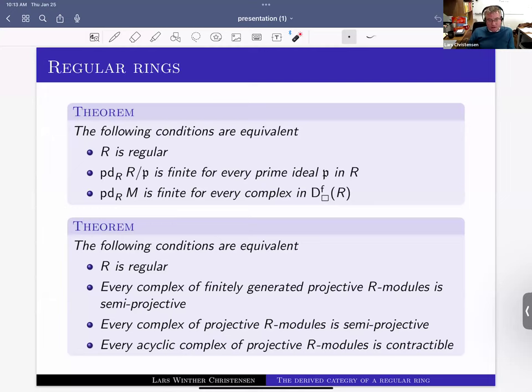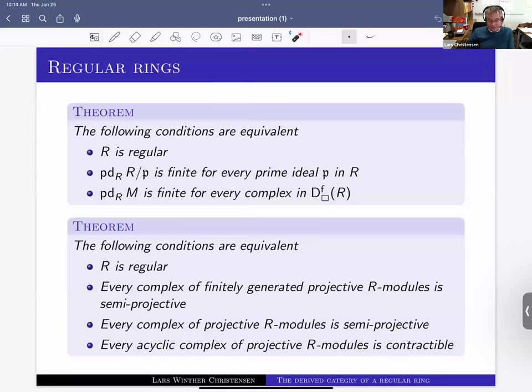And then the statement I want to talk about today is the second theorem on this page. It is not new, at least not if you ignore the second bullet for a while. The equivalence of the first, third and fourth statements can be found already in a paper from 2010 by Iyengar and Alina Iacob. It's a characterization of regular rings in terms of complexes and the derived category.